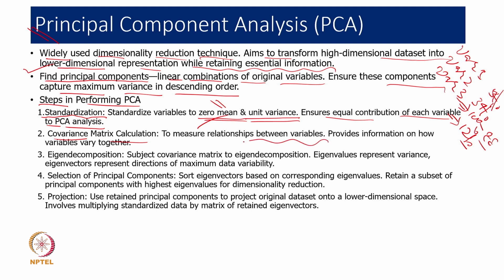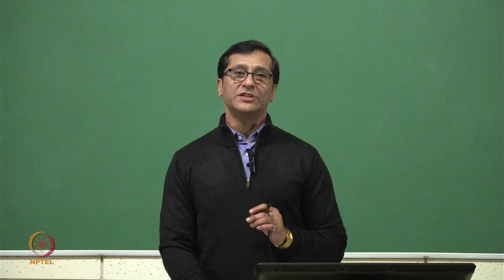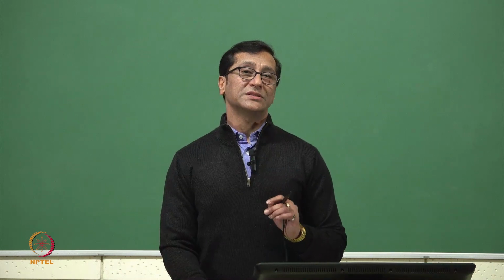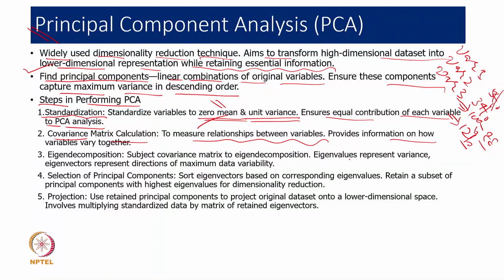Now, the covariance matrix establishes the relationship among the variables. Are they independent of each other, or if they are dependent, what kind of dependency is there? That's what is important to us. It provides information on how variables vary together.